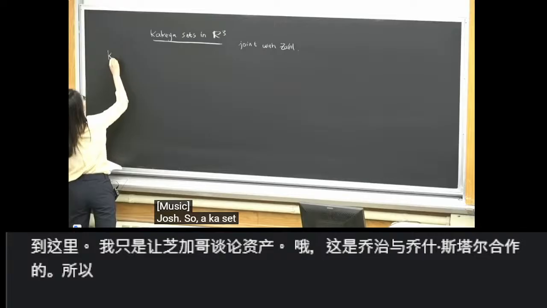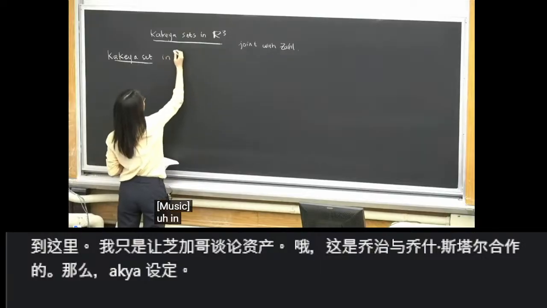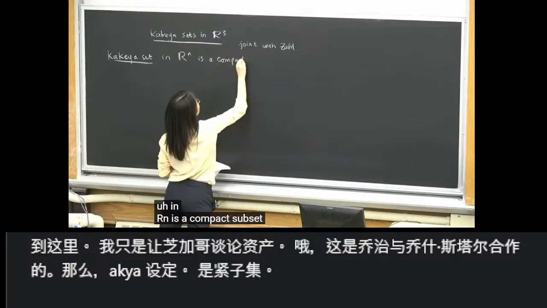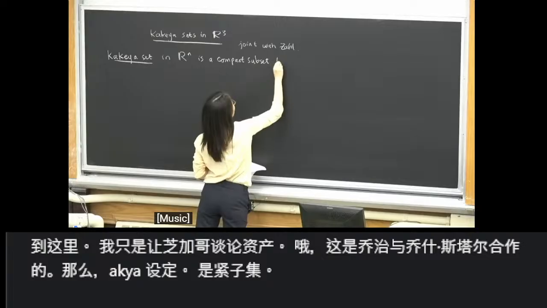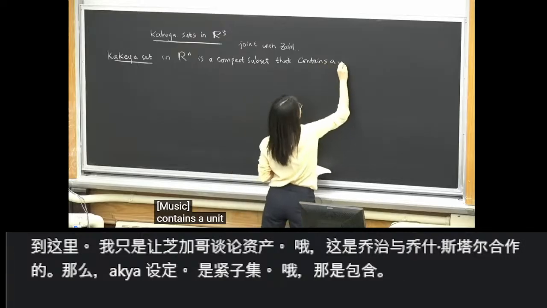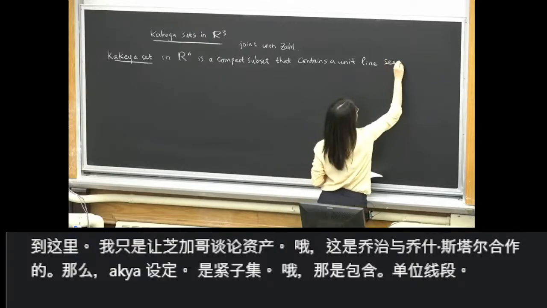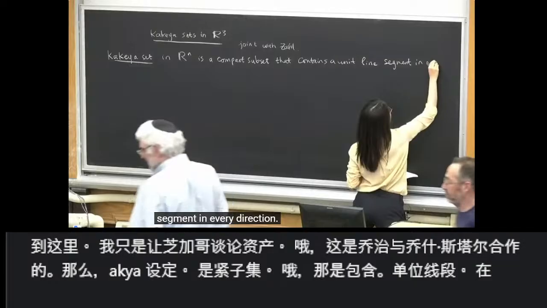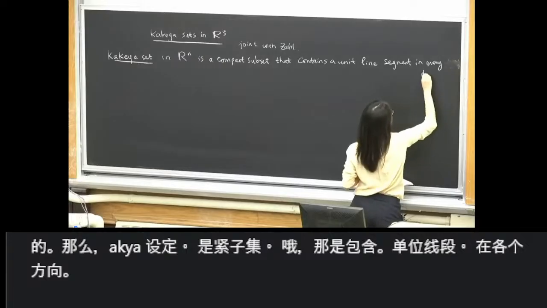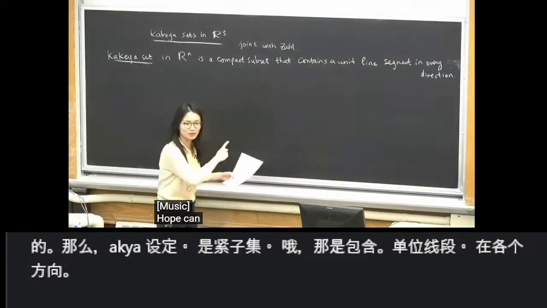This is joint work with Josh Zahl. So a Kakeya set in Rn is a compact subset that contains a unit line segment in every direction. Can people see what I write?